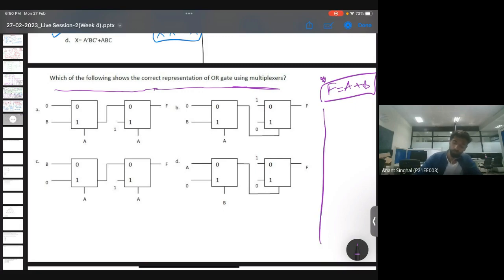And do try to remember these properties. I'll write again. A into A bar is nothing but 0. A plus A is nothing but A, A into A is nothing but A, A plus A bar is 1, then A plus A bar B is A plus B. Yeah, this will, I guess, cover all these things.